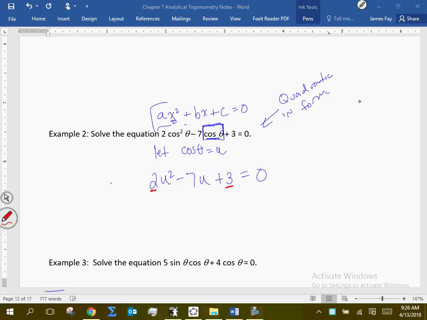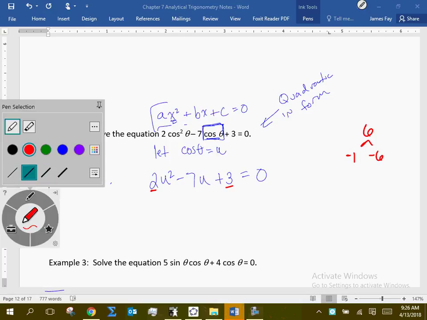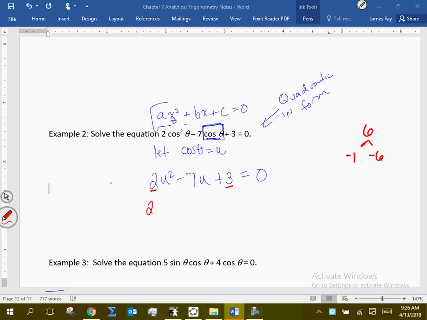Okay. Take those two things, multiply them together, get 6. Two numbers that multiply together to get 6, and add up to negative 7, are negative 1 and negative 6, right? So then we're going to go 2u squared minus 6u minus 1u plus 3 is equal to 0.